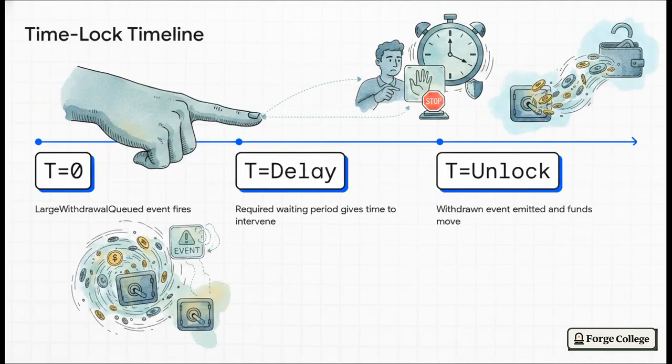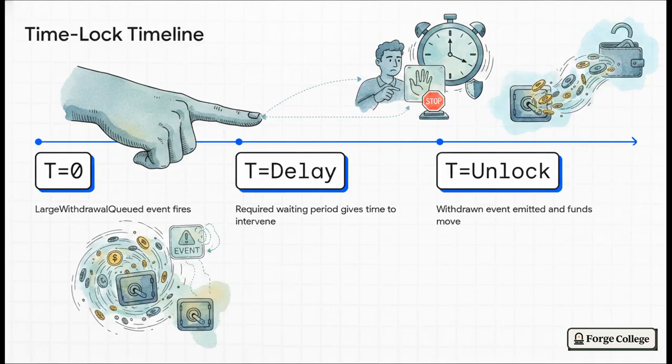Let's actually see this time lock in action on our timeline. At T0, someone requests a massive withdrawal. Instead of just firing off the money, the contract just emits a large withdrawal queued event. Then we enter the waiting period, the time lock duration.